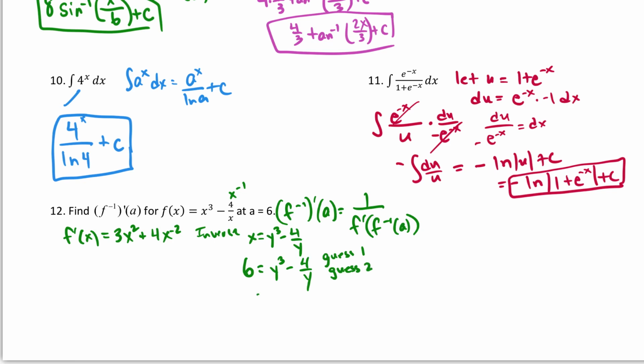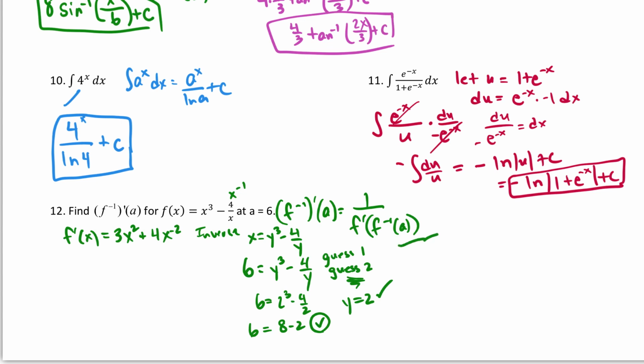2 gives me 6 equals 2 cubed minus 4 over 2. This is 8 minus 2, so 6 equals 6. So this was a good guess. So that means y is 2. So that's the value of my inverse.